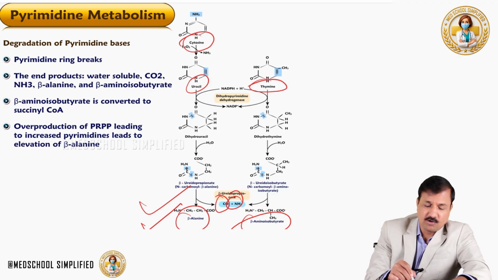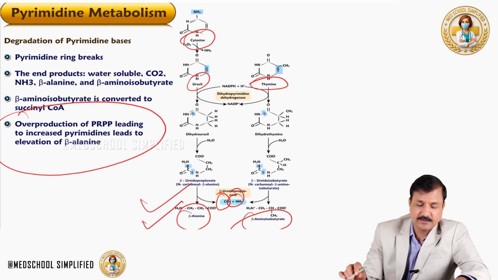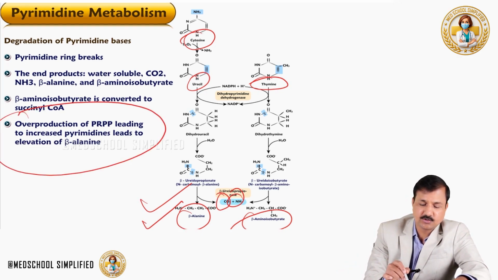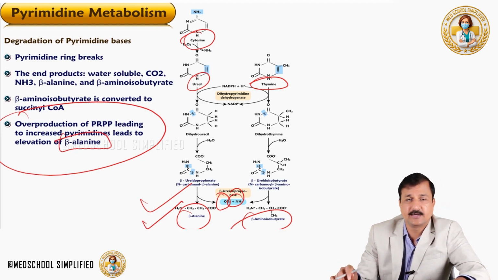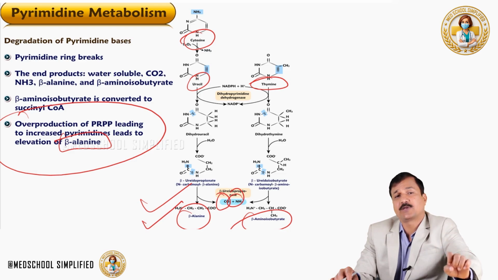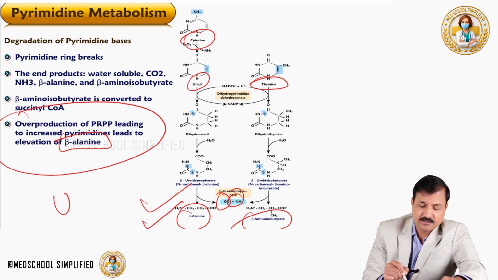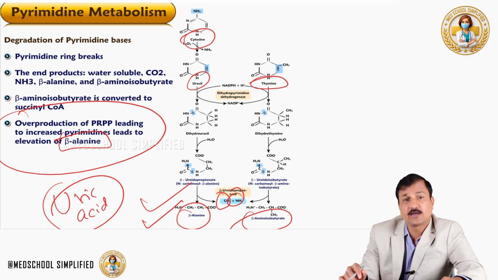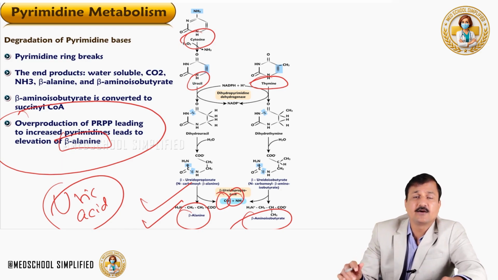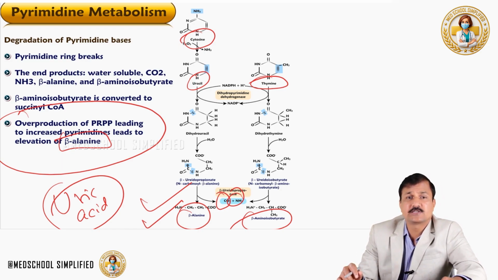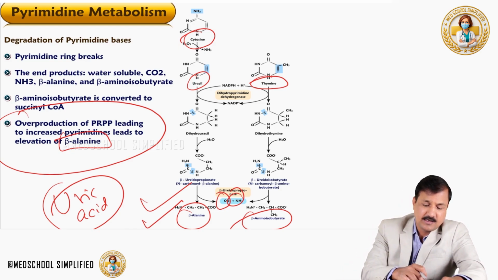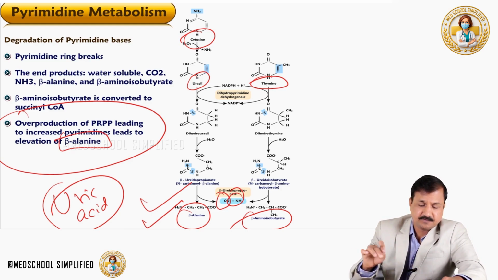Remember that. So the overproduction of PRPP can lead to increased pyrimidine synthesis, which leads to elevation of beta alanine. That's the only thing that we can see. Whereas the overproduction of PRPP in terms of purine nucleotide biosynthesis will lead to elevation of uric acid, which can lead to uric acid stones and even renal failure. But those kinds of serious effects we don't see with the pyrimidine degradation pathway.